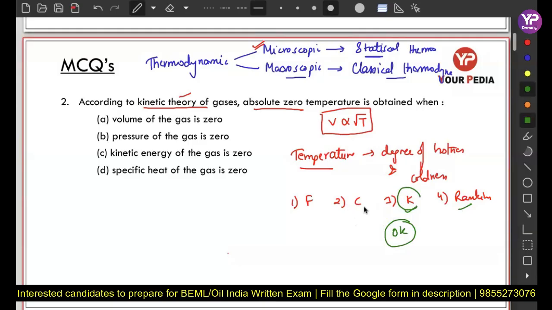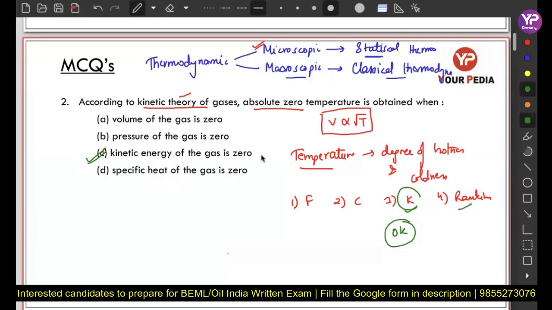So here you can see, if the temperature is 0 Kelvin, what is going to happen at that point of time? The molecular momentum is going to be zero. The pressure will diminish. There won't be any pressure, and the corresponding kinetic energy of the gas will become zero. Okay, so option number C will be the correct answer there. Any doubt?